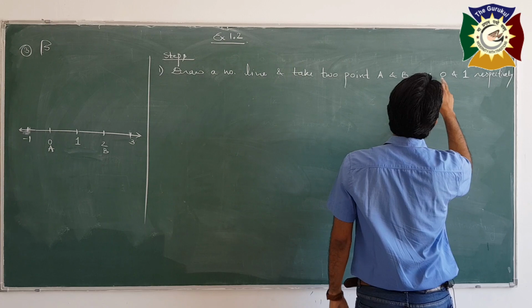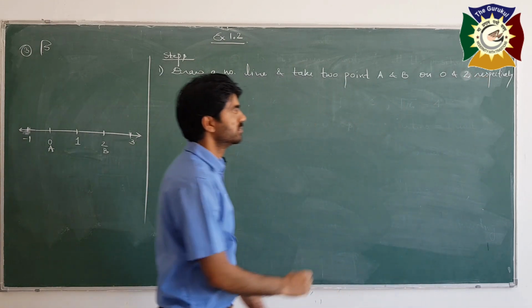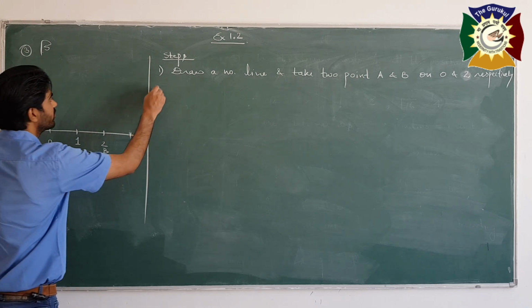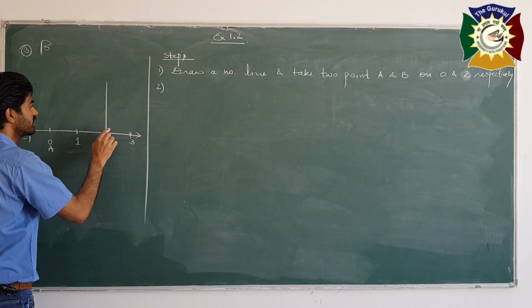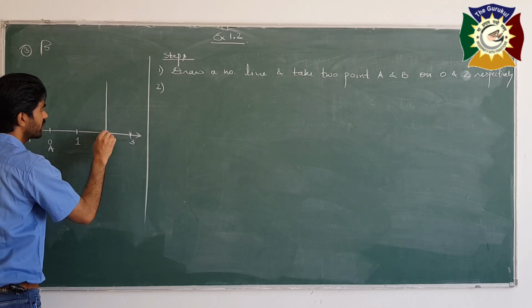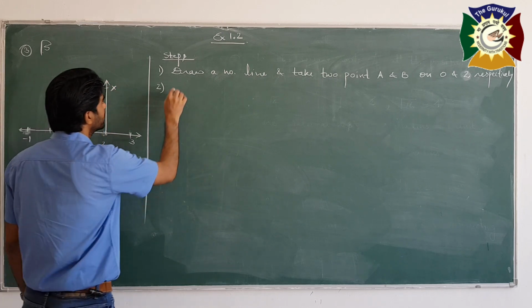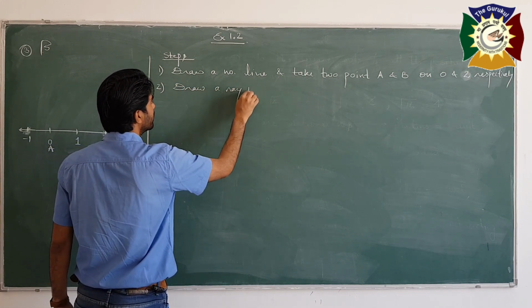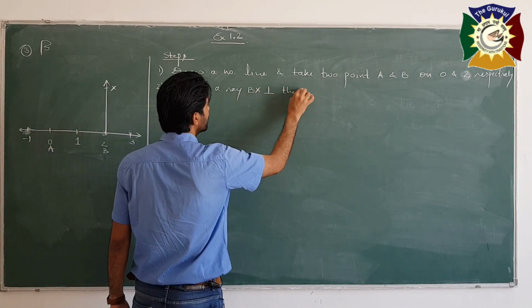Take 2 points A and B on 0 and 2, because directly we can go for root 4. Root 4 is 2. So beyond this we will start. Now next step will be the same. Draw a ray which is perpendicular to the number line. Let it be BX. Draw a ray BX perpendicular to the number line.